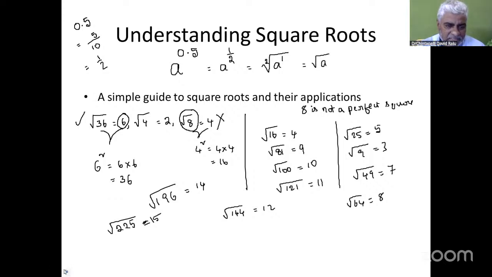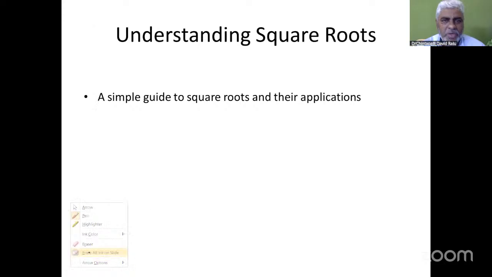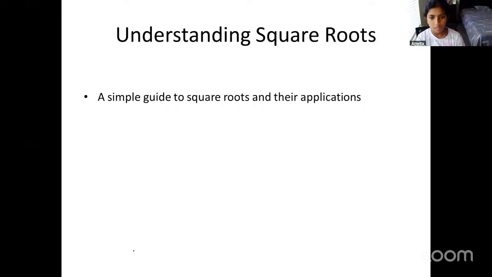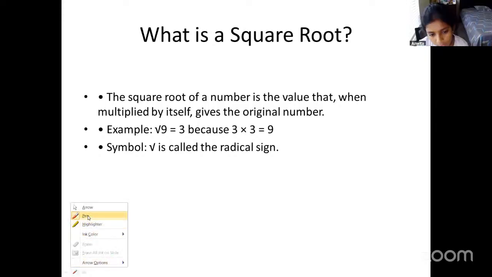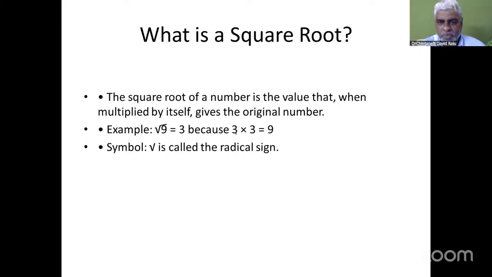Now, let's have a brief discussion on it. Read this sentence: a simple guide to square roots and their applications. The heading is understanding square roots. The square root of a number is the value that, when multiplied by itself, gives the original number. Example: the square root of 9 is equal to 3, because 3 into 3 is 9.